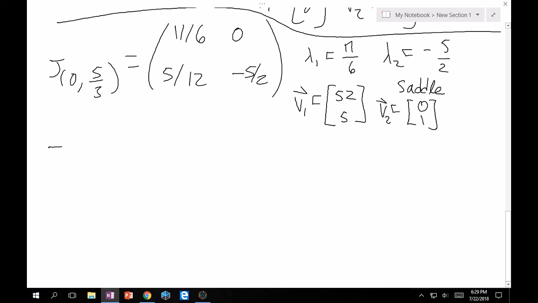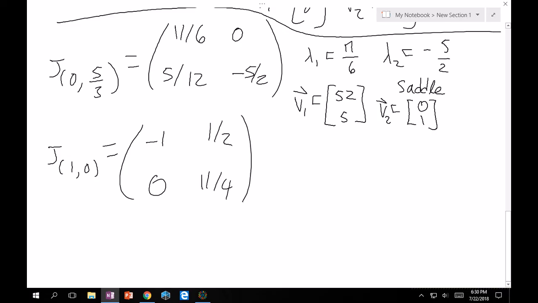The next one is (1, 0). Plugging that into our Jacobian, we will get [[-1, 0], [1/2, 11/4]]. From here, we will get that our first eigenvalue is minus 1, and our second eigenvalue is equal to 11/4. And so, again, we have a saddle.